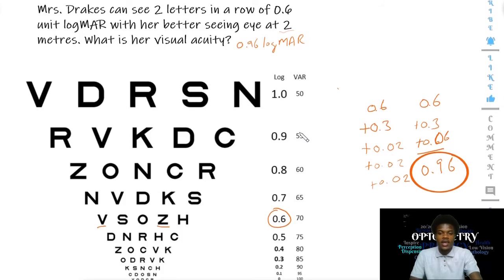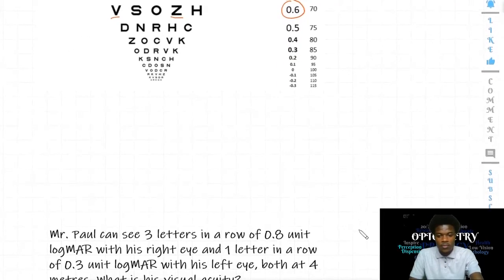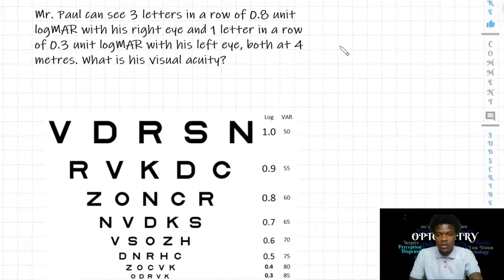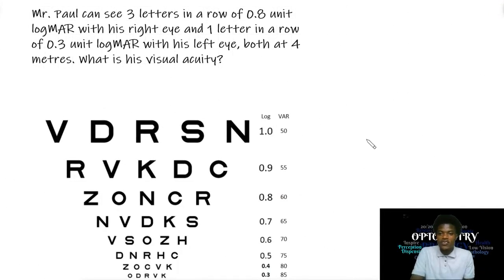Okay, so let's look at another example. Let's round things off. So Mr. Paul can see 3 letters in a row of 0.8 unit LogMAR. So 0.8. He can see 3 letters. So let's say Z, N, and C. He misses the O, he misses the R. That's in his right eye, OD.